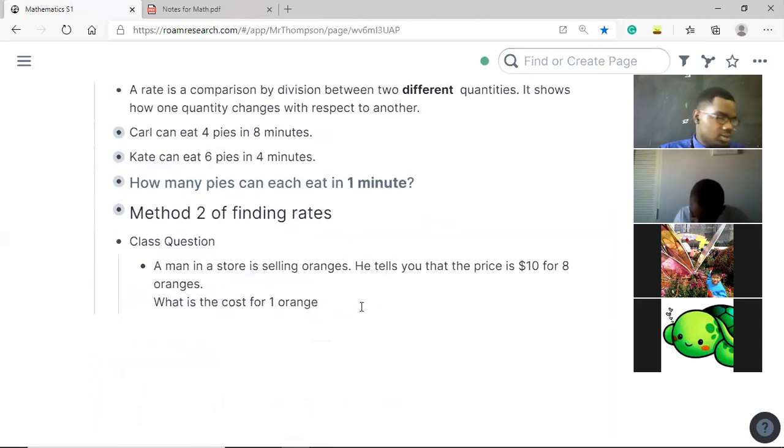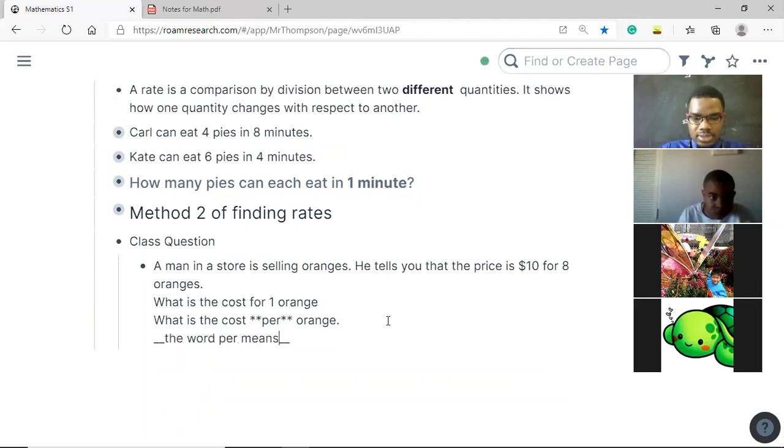Or in other words, what is the cost per orange? Remember, sir, what is this word, per? I know you might have heard of it, but the word per means for every. We put it in italics: the word per means for every, which is a rate.